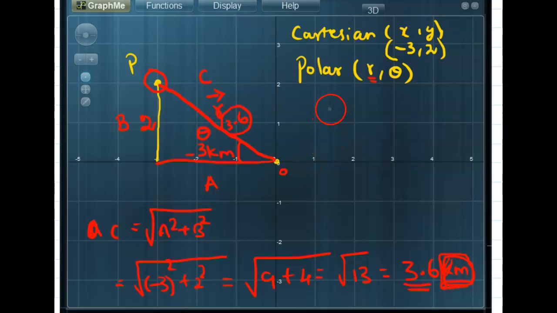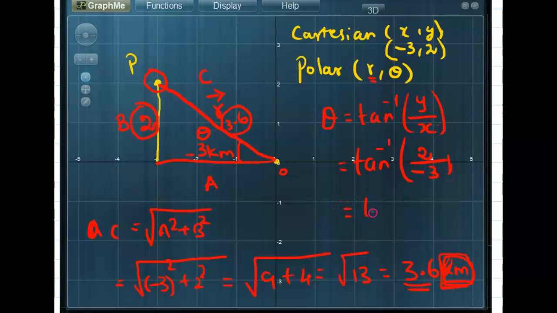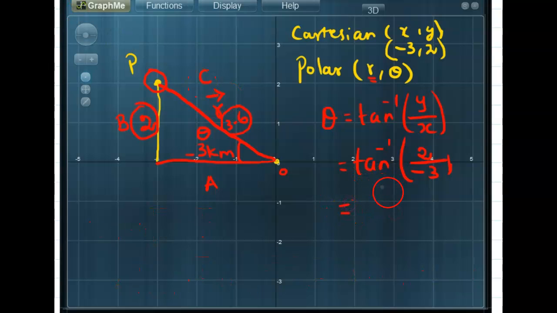Now I want to find this angle theta. If I want to find the angle, I told you theta is equal to tan inverse of opposite side, that is the y coordinate, over adjacent side, the x coordinate. So tan inverse, the y coordinate is 2, the x coordinate is -3. So you will get the value, the answer is -34 degrees. So r and theta: r value is 3.6, and you have to hold on.